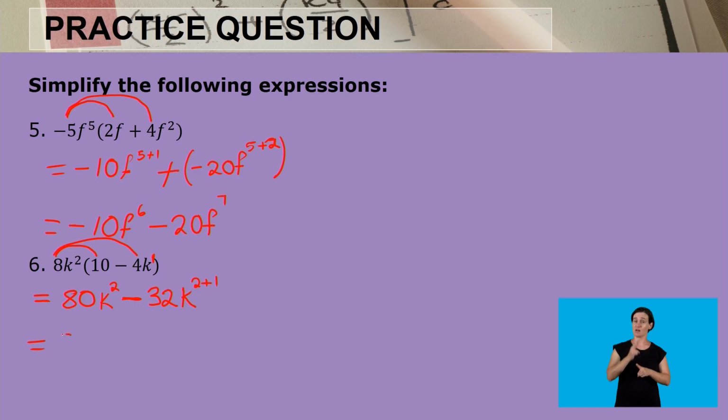And then what is our final answer going to be? 80k squared minus 32k cubed.